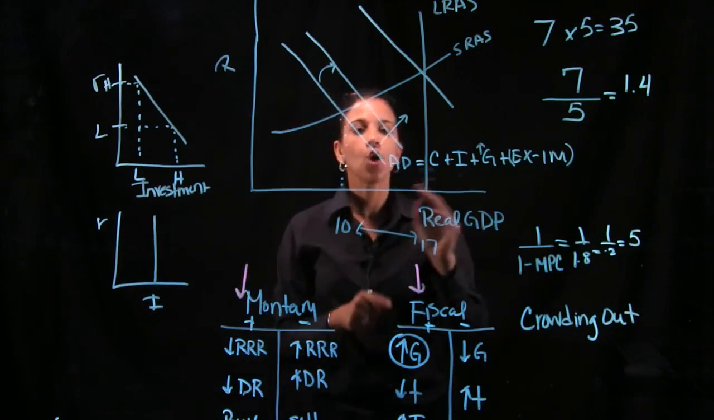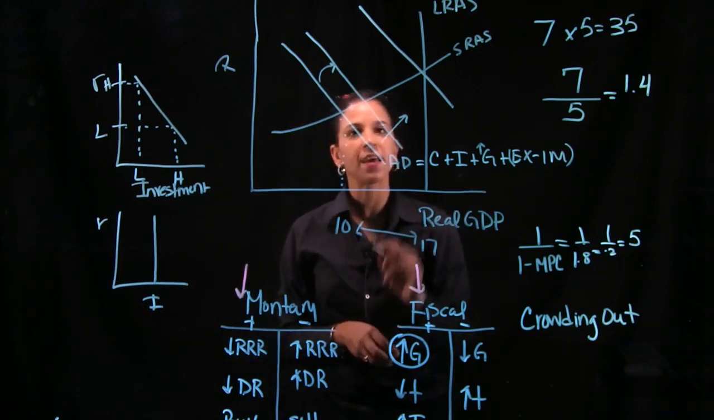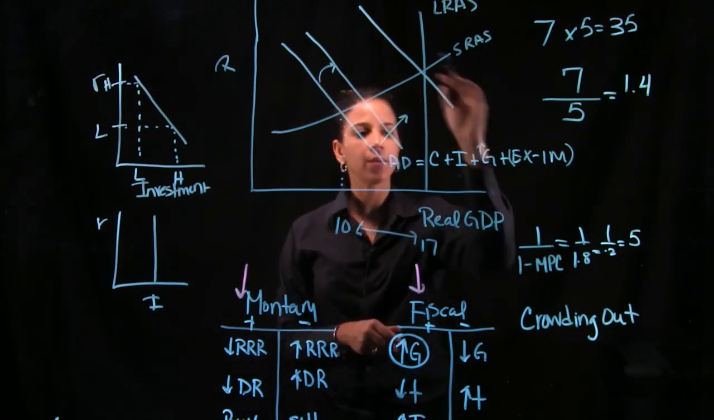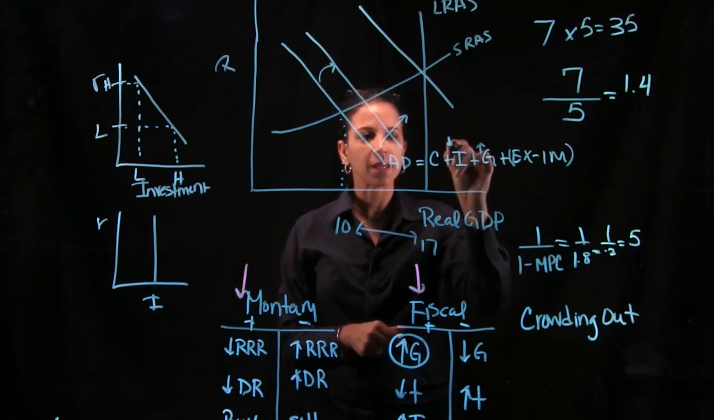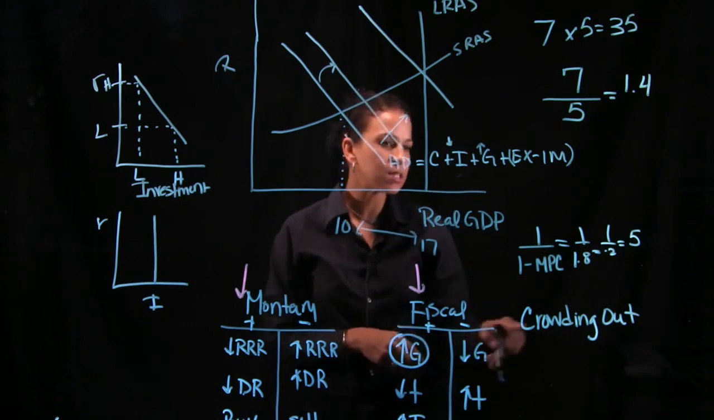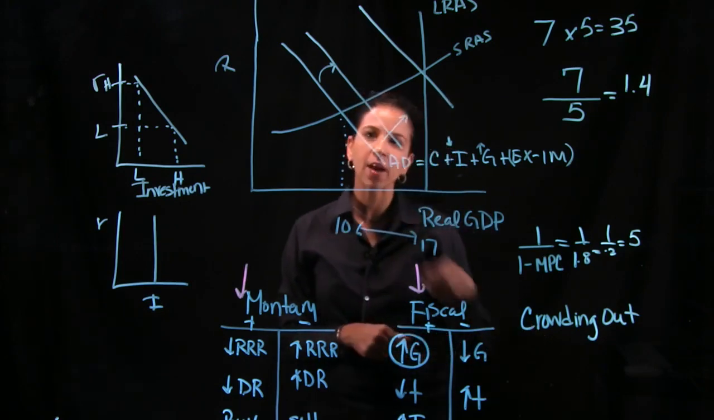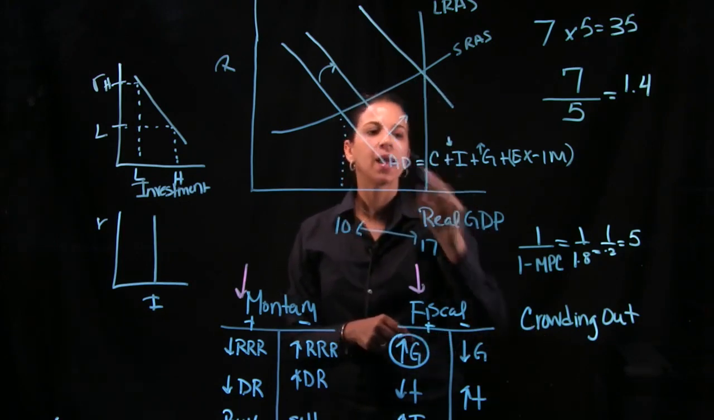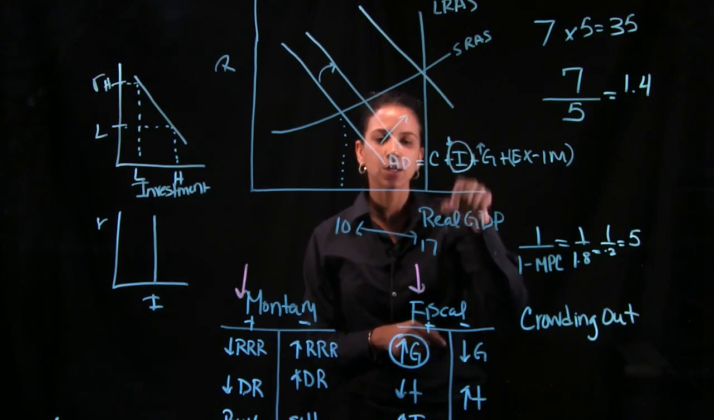If that is the case, what will happen with crowding out is simply that whatever gains I would have had with an increase in G, there is going to be a little counteroffset with I, and that will depend. So the concept of crowding out just occurs whenever the government increases spending and we see this decrease in I.